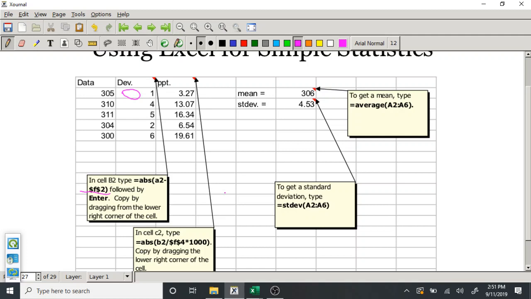Okay, so I have the mean in one spot. I want to keep it there. Even if I do copy the function down, I'm going to use those dollar signs.